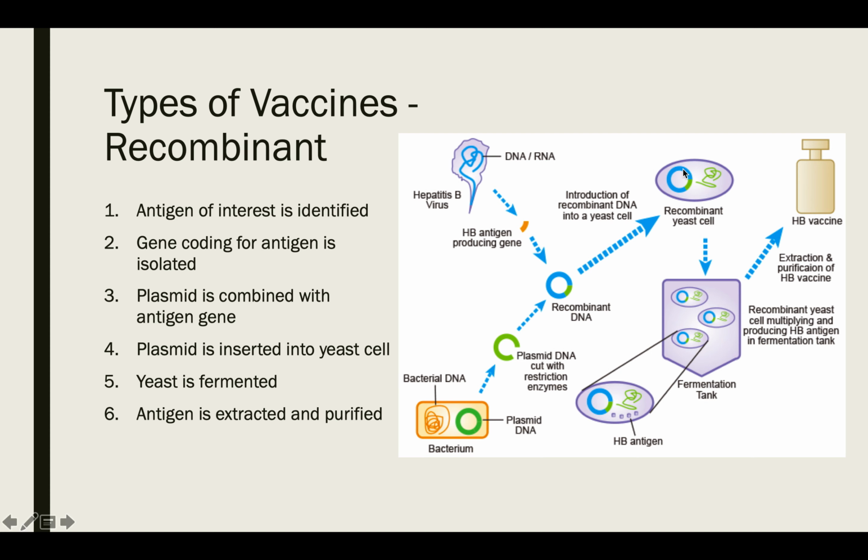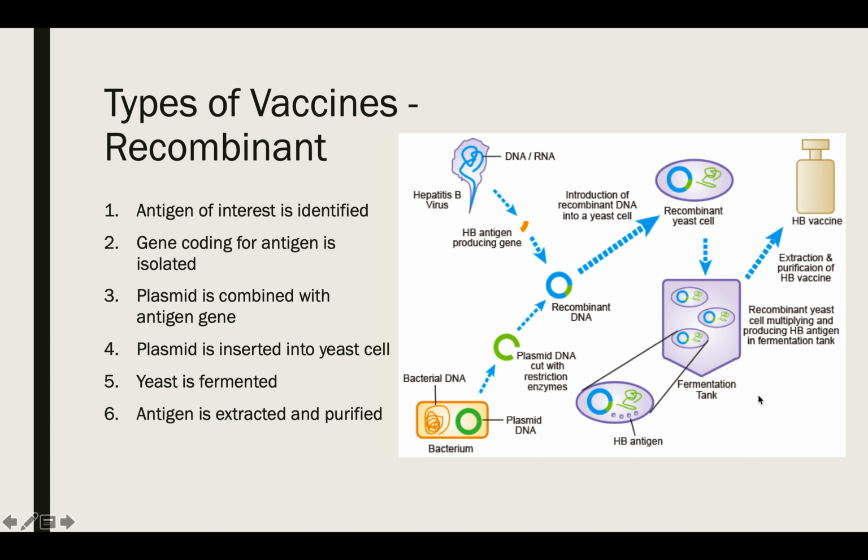And then that plasmid is inserted into a yeast cell, and then that yeast cell is just fermented. So just like beer, that yeast is grown and it replicates. And as it replicates, it's going to have that recombinant plasmid with that gene to produce that antigen.